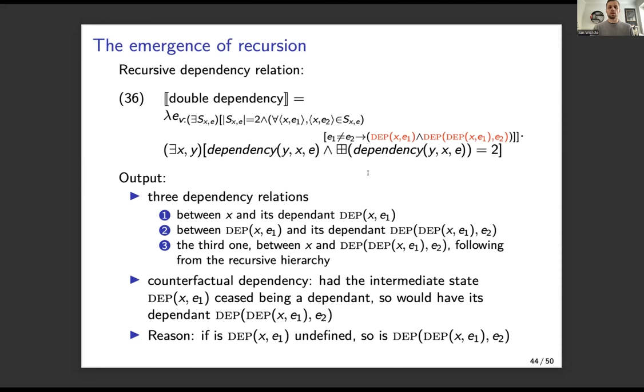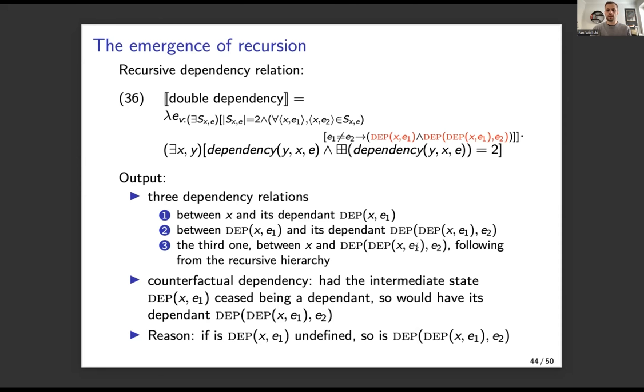So the output is that we have three dependency relations, one between X and its dependent, which is the dependent of X in E1, another because this dependent of X and its dependent is the dependent of the dependent in E2, and the third one, which is by recursion between X and the dependent of the dependent of X in E1 in E2, which is Poland and the emperor, right, with the intermediate state, Czechia, feeding the recursive step.